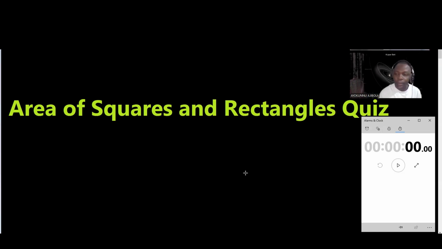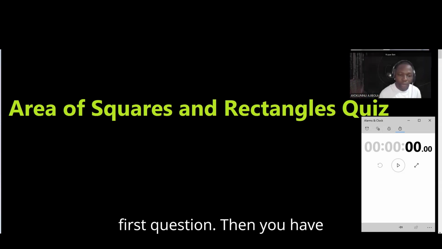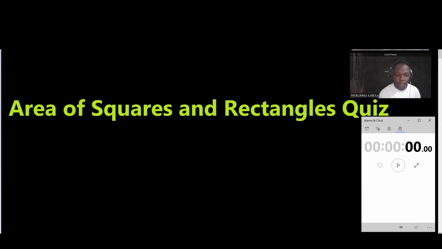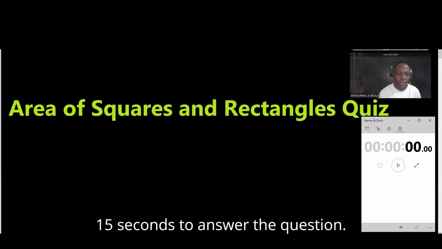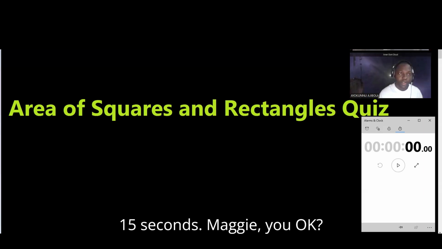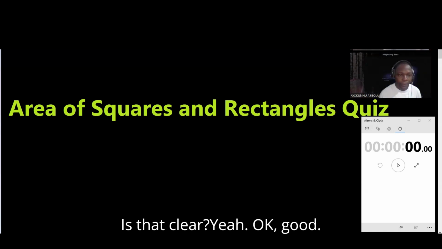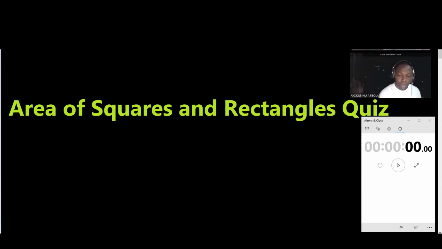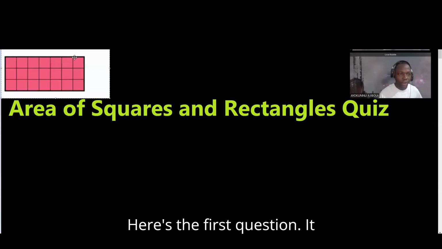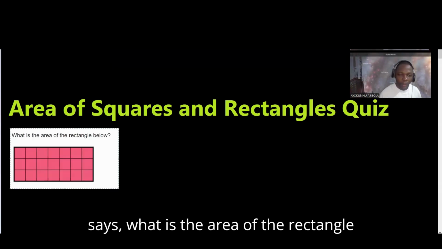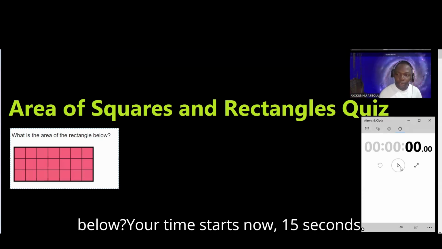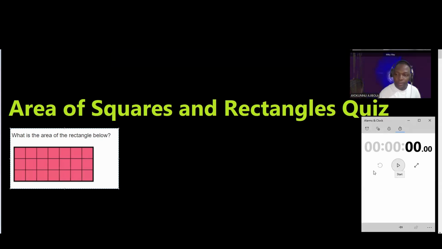Okay. No problem. So I'm going to bring the first question. Then you have 15 seconds to answer the question. Maggie, okay? Is that clear? Okay, good. Here's the first question. It says, what is the area of the rectangle below? Your time starts now. 15 seconds.